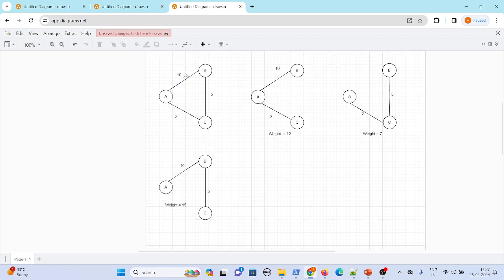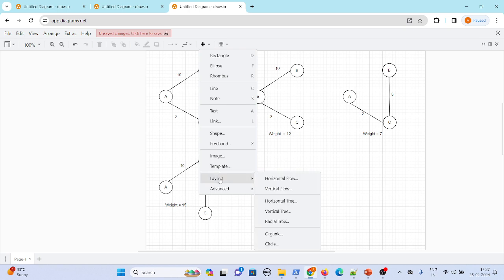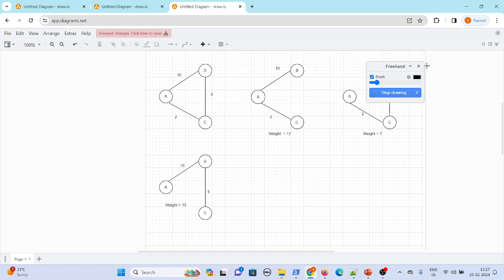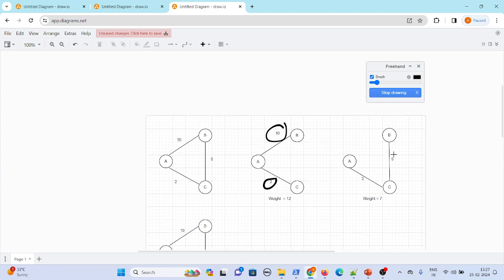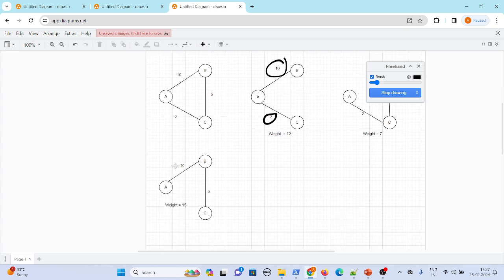Here, how many edges do you have? Three edges, and this is a complete graph, right? So this is one of the spanning trees, and this is another, and this is another. You start calculating the weight of each spanning tree. Here you have removed this edge, so 10 and 2, 12 is the weight of this tree. Here, 5 and 2, 7 is the weight. Here you have 10 and 15, so 15 is the weight.